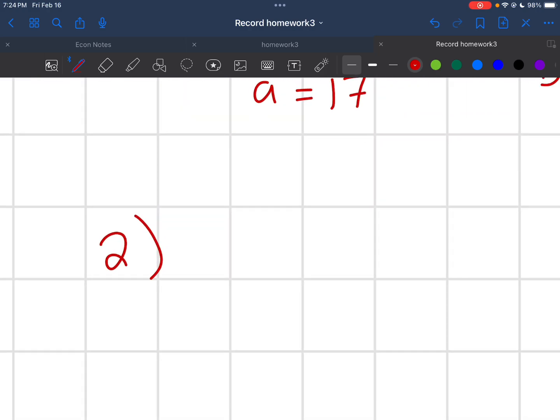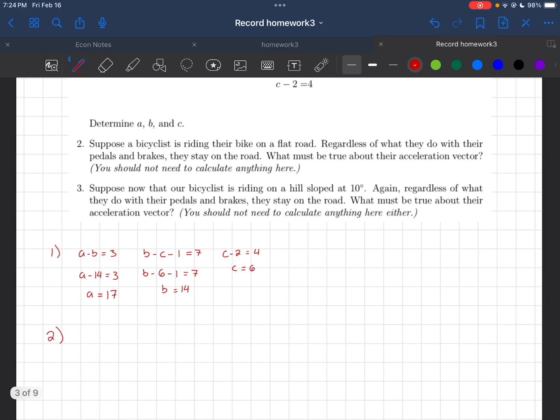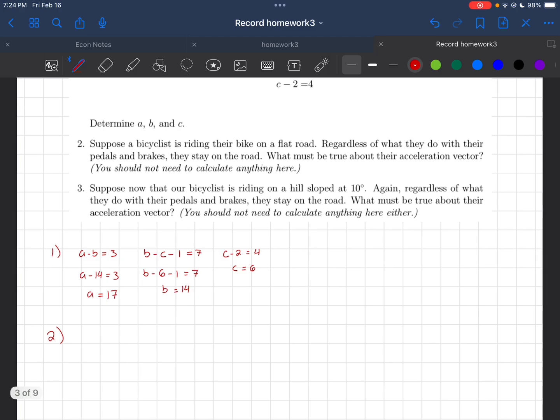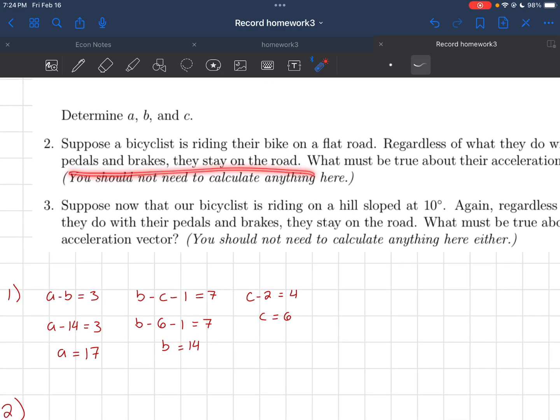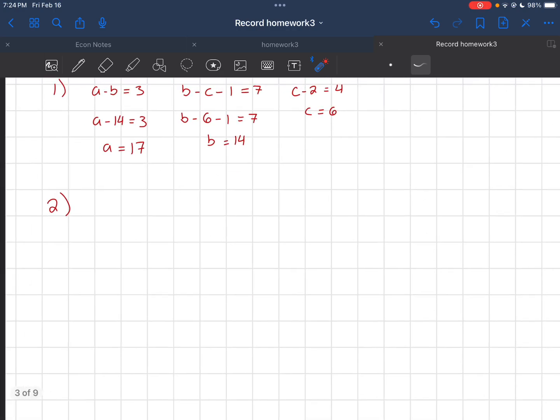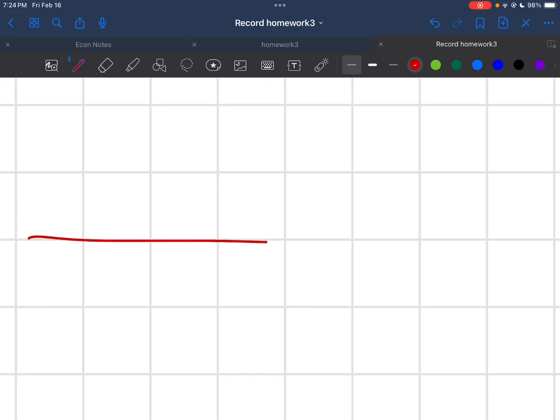Our next sneak peek question says that suppose a bicyclist is riding their bike on a flat road. Regardless of what they do with their pedals and brakes, they stay on the road. What must be true about their acceleration vector? And we're not calculating anything. So this is saying that whatever they do with their pedals and brakes, they're staying on the road. What that means is they're not jumping up off of the road.